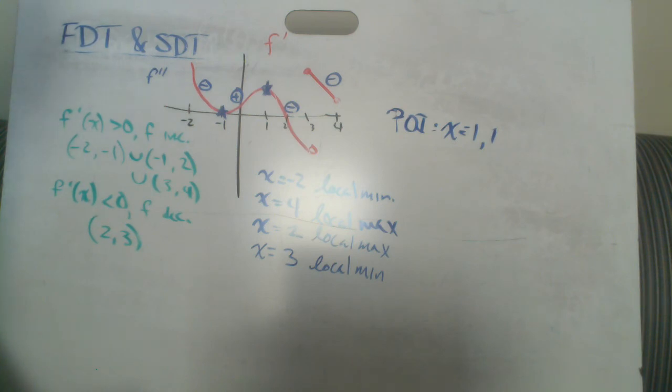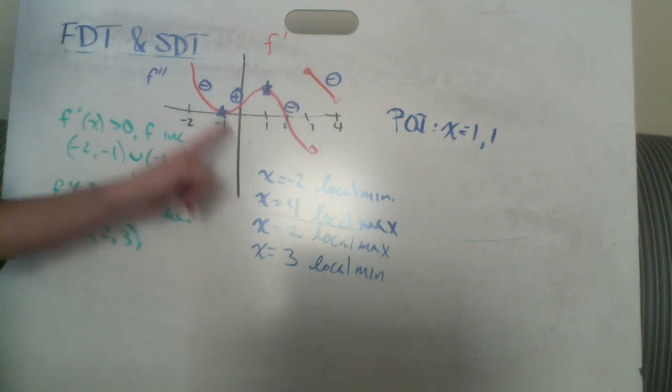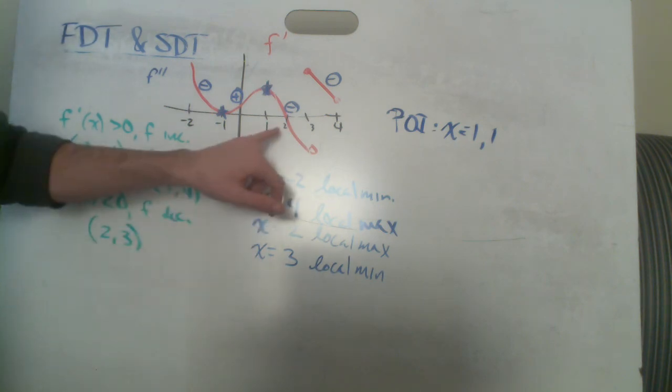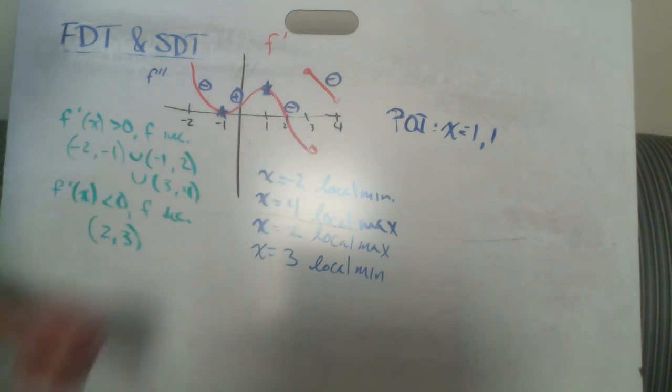If you wanted to find the absolute minimum, we can be a bit more sure here, because after -2 you're increasing for so long. And then from 2 to 3, you're decreasing only for a short amount of time. So -2 is most likely our absolute minimum here. But this is the first and second derivative test, both algebraically and graphically.